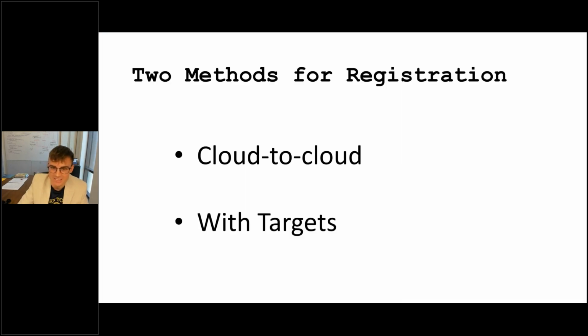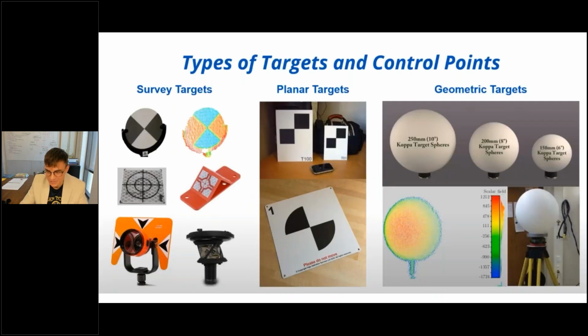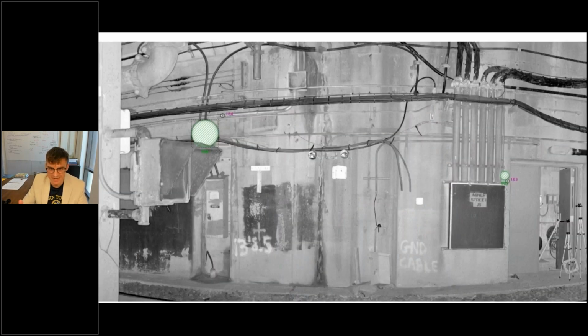And so in these kinds of challenging environments, you'll need to supplement the cloud to cloud with targets. Remember, registration relies on correspondences, and you can directly place these correspondences in the environment with targets. So Laser Scanning America sells these sphere targets. They're rubber flexi spheres, and they're common because they're durable, but they're also expensive and they're hard to travel with.